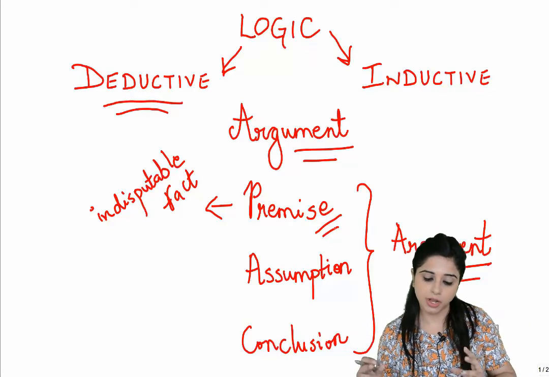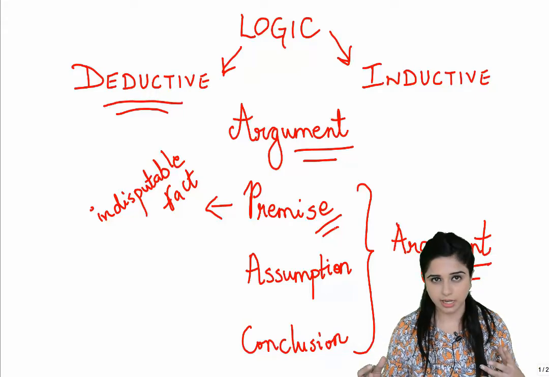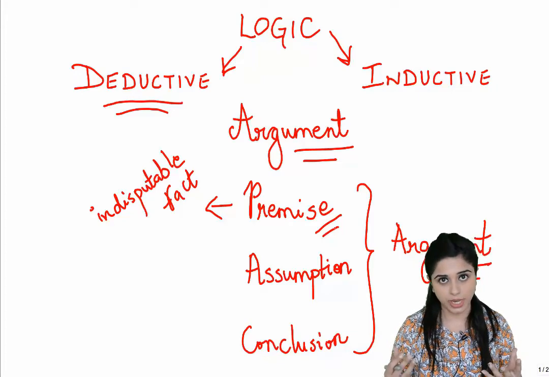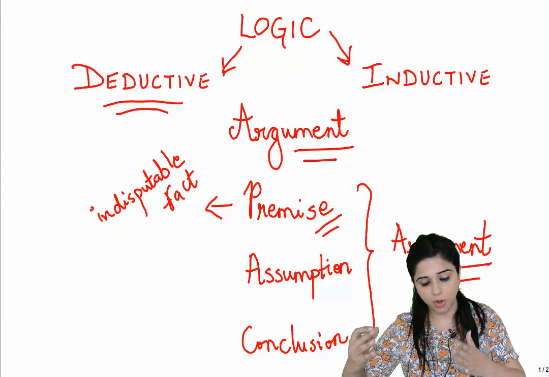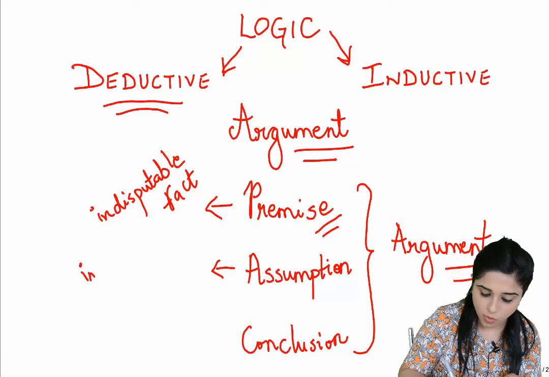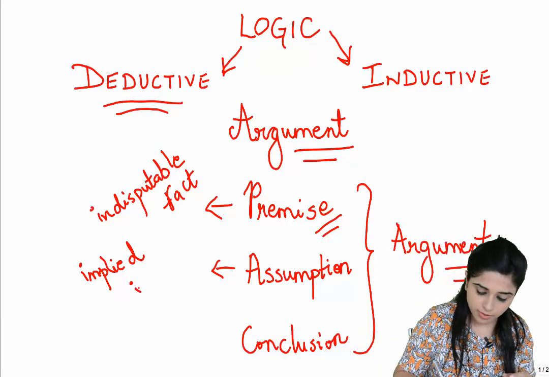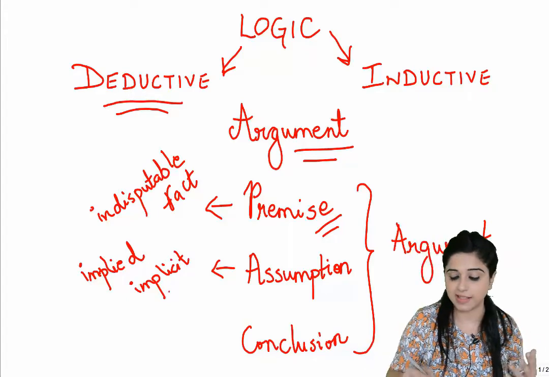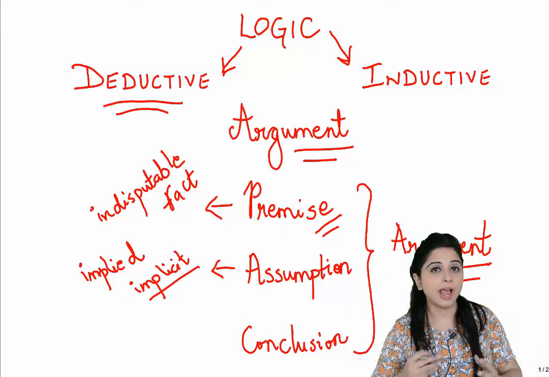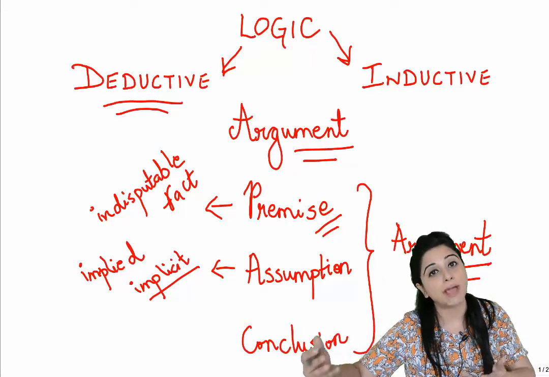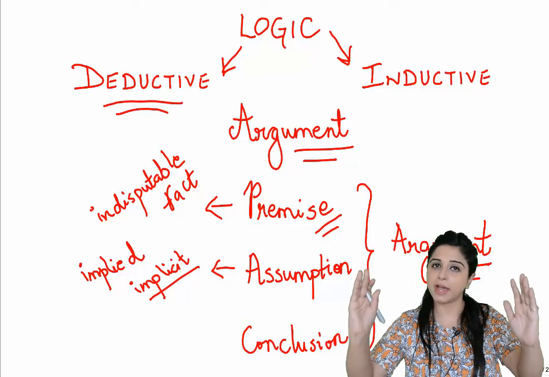Next comes an assumption. An assumption is that underlying thing which is true because the premise is true, okay? You know something because the premise says. An assumption is a thing which is implied or implicit. What does implicit mean? Which is just like a fancy word for implied. Basically, you don't have to explicitly say it for it to be true. It is true by virtue of the premise being true. It is true because the premise is true.